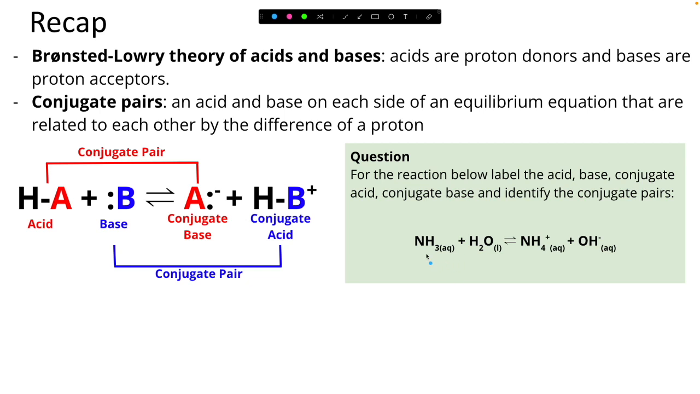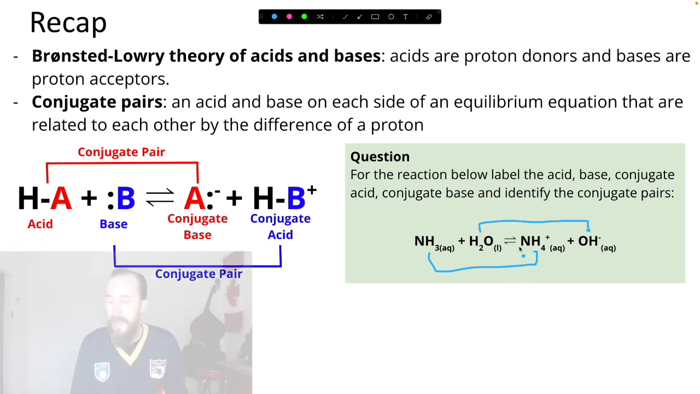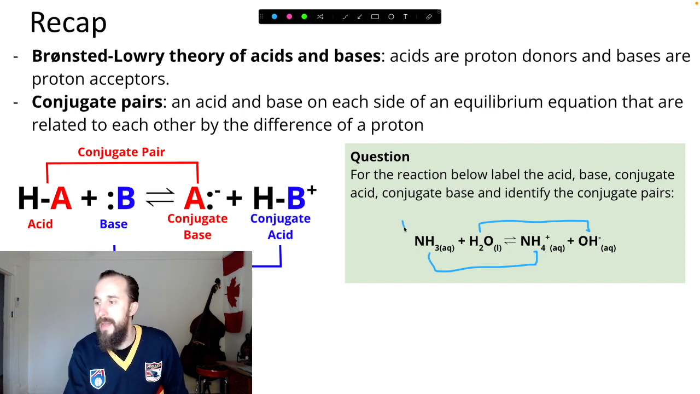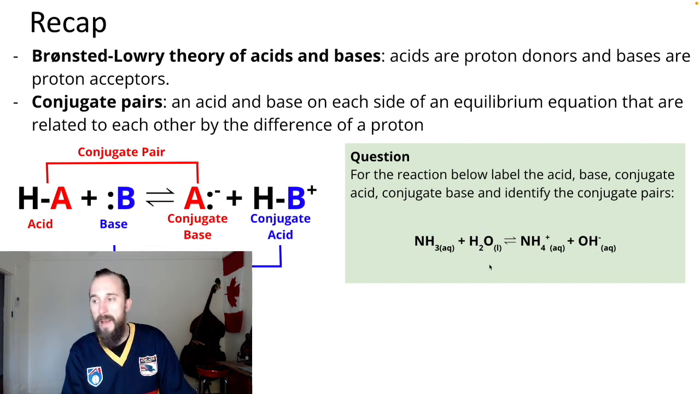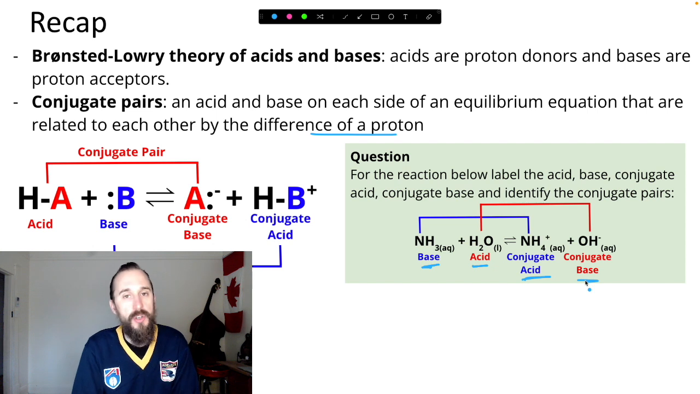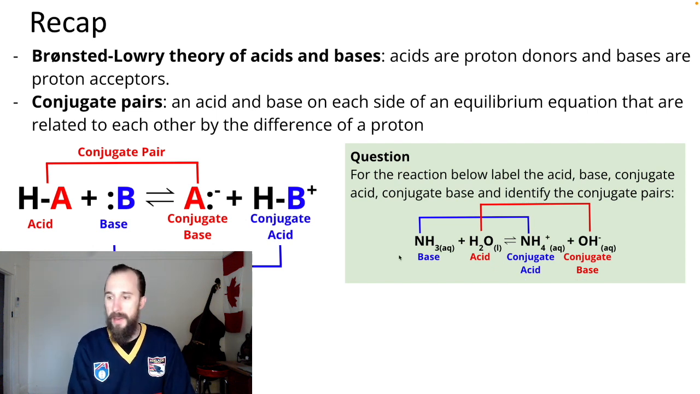All right, what are our conjugate pairs? That species are differing by the difference of a proton, and those species are differing by a proton. Now we've got to assign the acid and the base. Which one is donating the proton? Which one is accepting the proton? Going from NH3 to NH4+, obviously it's gained a proton, so that's going to be our base, which means that our H2O going to OH-, it's lost a proton, so that's going to be our acid. We can go ahead and label everything accordingly. The base becomes the conjugate acid, the conjugate pair there, differing by a proton. The acid becomes the conjugate base, differing by a proton there.